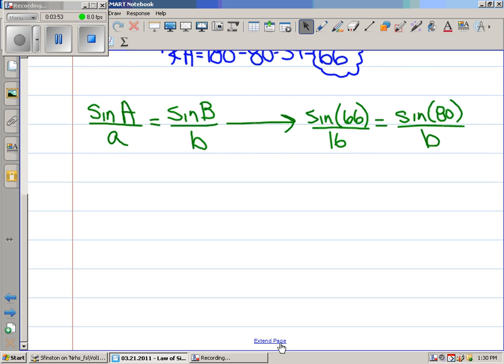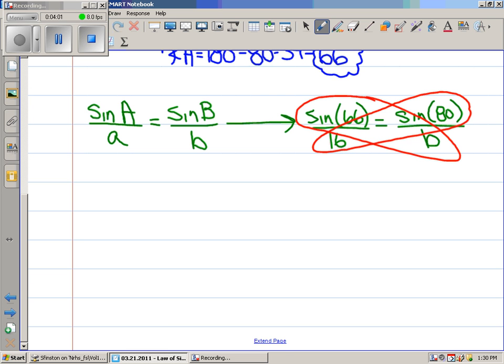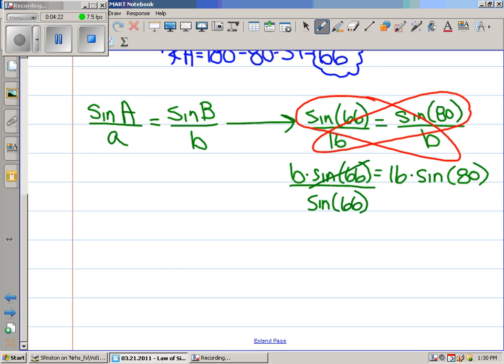And if you get really, really good at this, you can cross multiply and do some of the work in your head. You will need to always draw a diagram. You will always need to write this initial step of the formula out. So that's going to be B times the sine of 66 equals 16 times the sine of 80. Divide both sides by the sine of 66. Cross it off. And just plug it into your calculator.